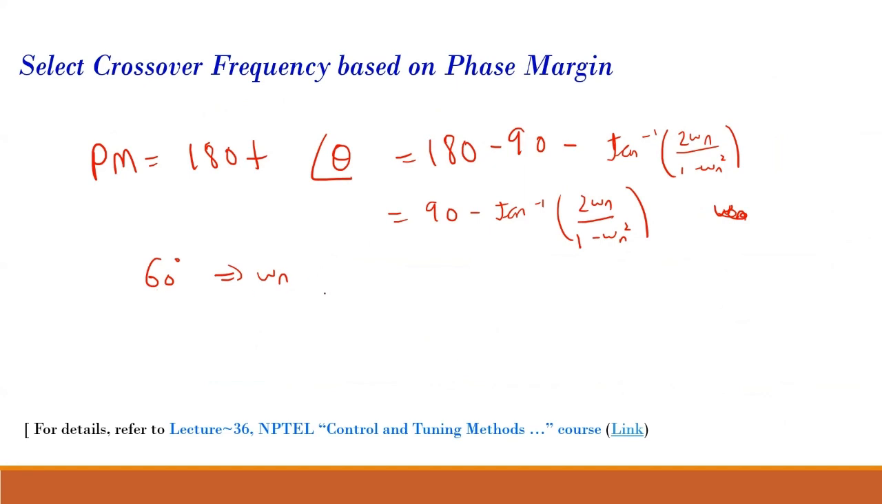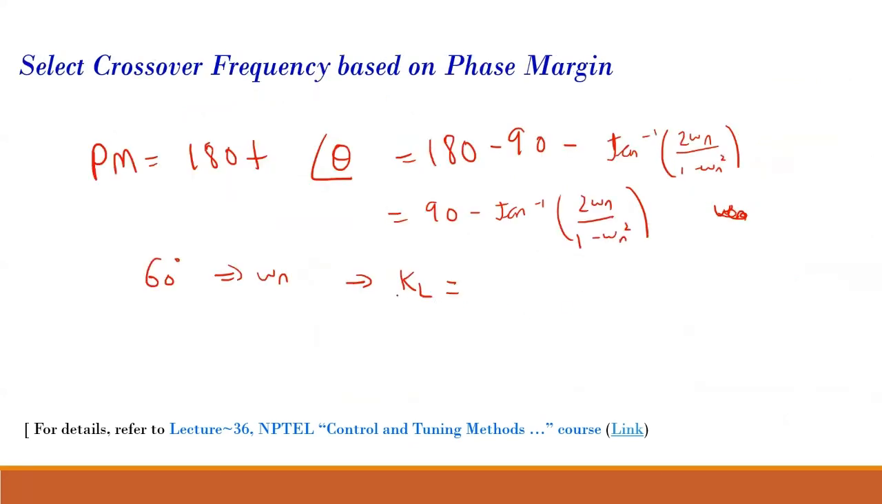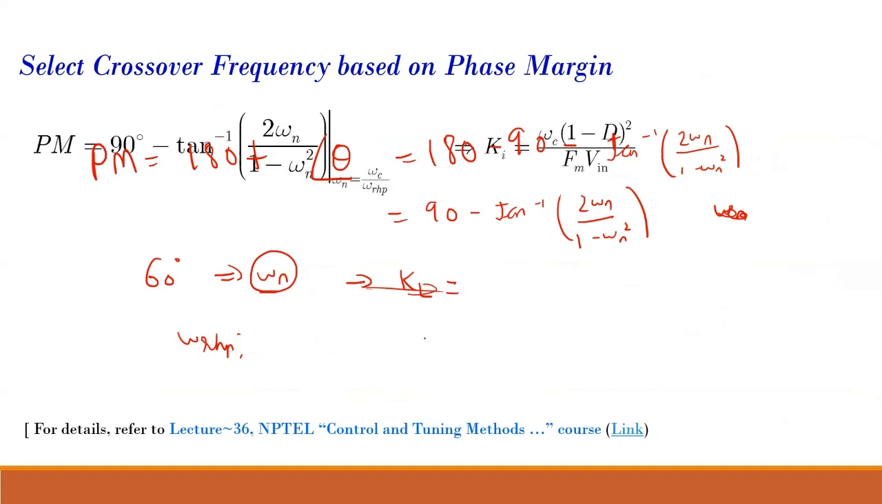And once I find omega n, then I can find out my KL. KL is what? So once I find omega n, then I also know omega RHP, etc. I know. Okay, so there's a phase crossover frequency.